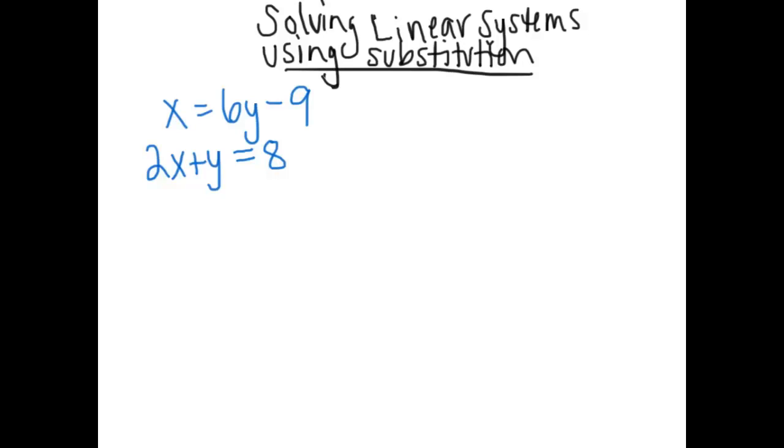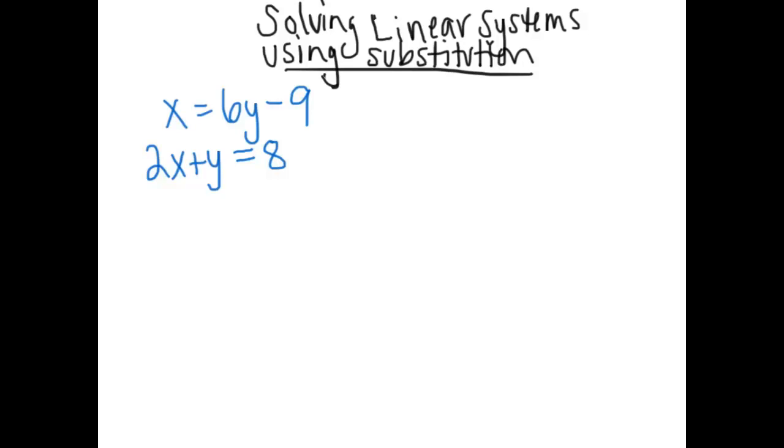This video is about solving two-variable linear systems using an algebraic method called substitution. Hopefully you watched the other video about solving linear systems using elimination. This is just a different method. Some systems are more easily solved by using elimination. Some, using substitution, might be a little bit easier.